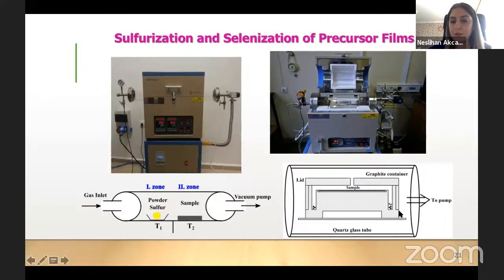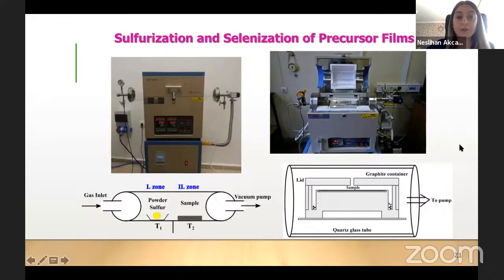Here they used a different system for the selenization. Inside the tubular furnace there is a graphite container, and you can put selenium or tin. Sometimes we used tin in the selenization process because of the loss of tin in the material.